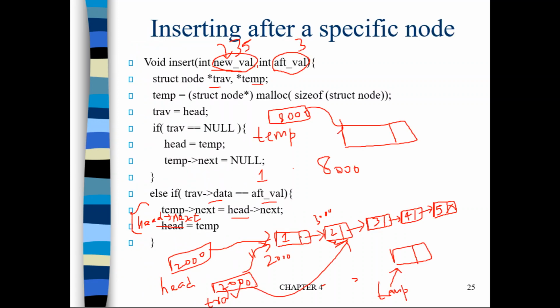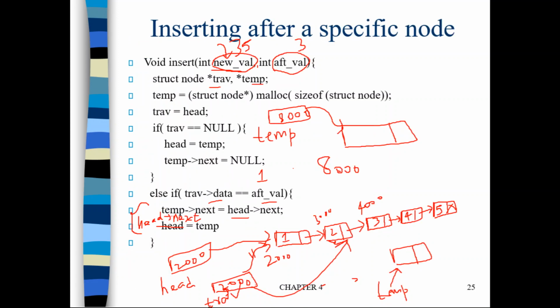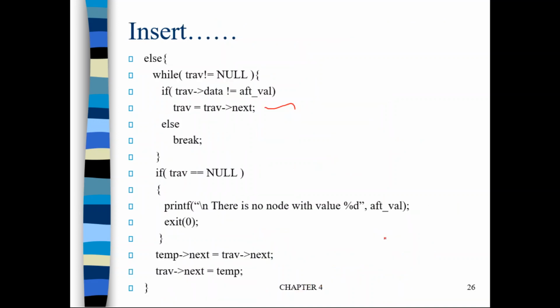Okay, now let us assume the next node's starting address is 4000. So previously traverse was pointing to 3000. Now what we do, again traverse is equal to traverse arrow next. It means it is not pointing to 3000, it is now pointing to 4000. So this pointer is no more pointing to the second node, now this is pointing to the third node, this particular node. Okay, right? So then again we check while traverse not equal to null.